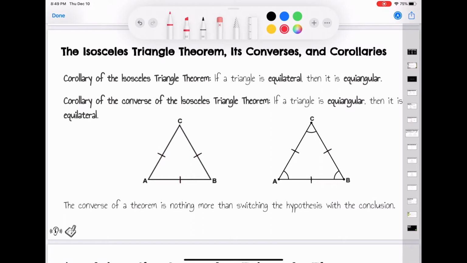Let us remember that the converse of a theorem is nothing more than switching the hypothesis with the conclusion, and that's how we get these two.